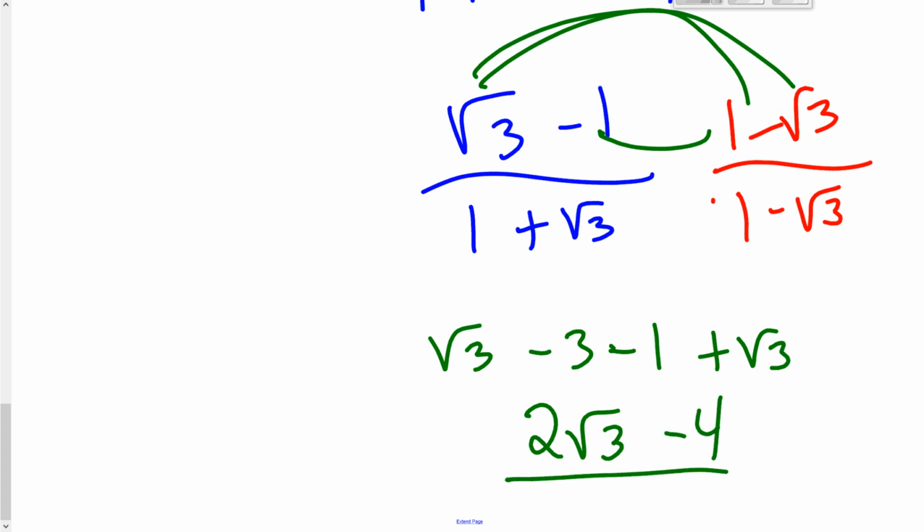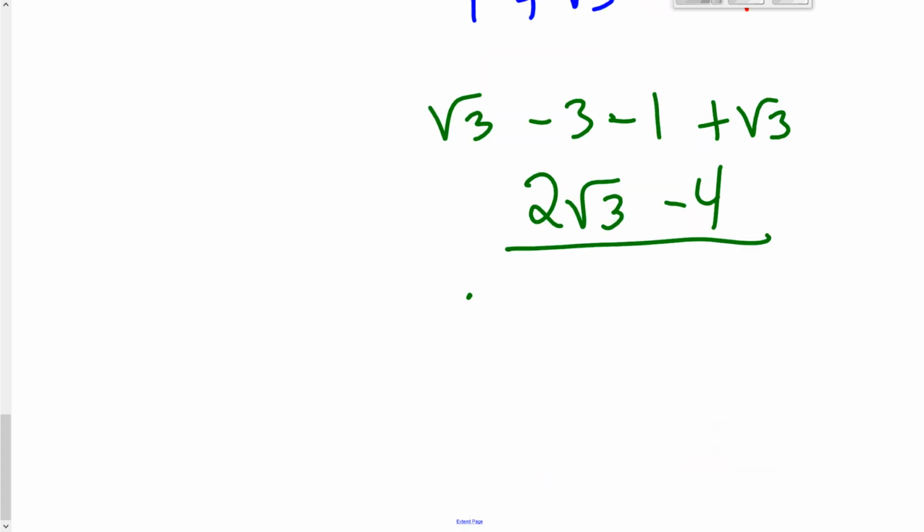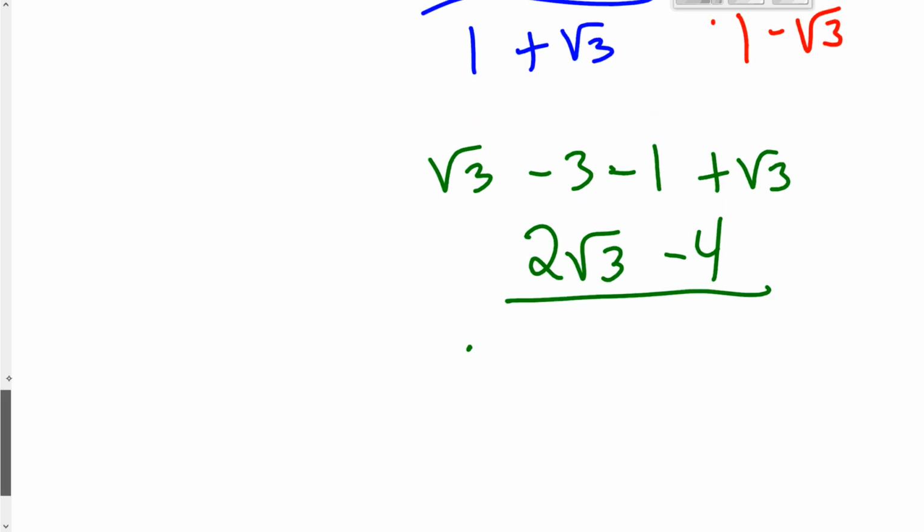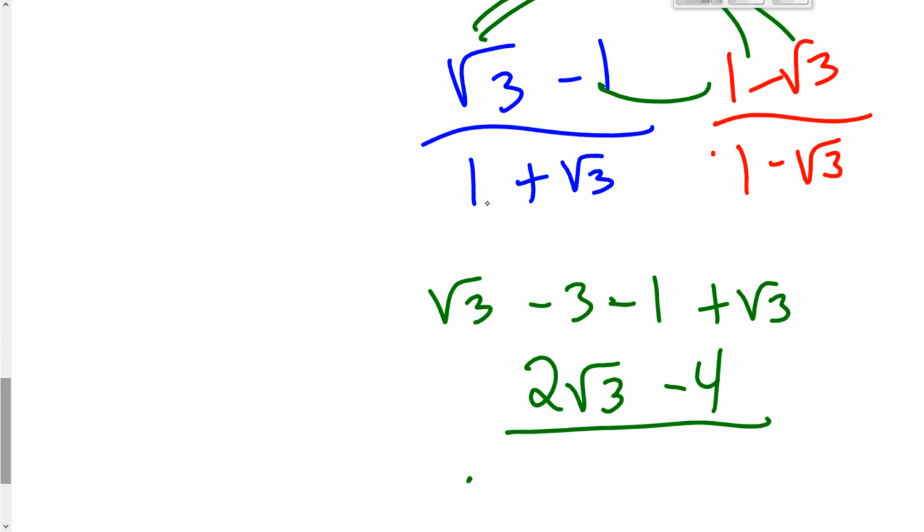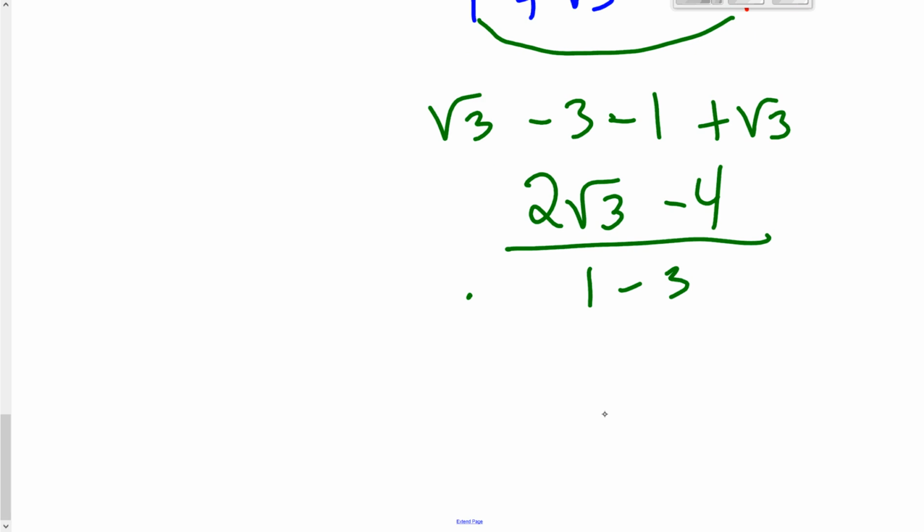So it's kind of like our other answer. See how we have a negative on the second term there, and then all over the conjugate. When the conjugates multiply each other, we just take first times first and last times last, so we get 1 minus 3, which would be negative 2. So we have 2 root 3 minus 4 over negative 2.